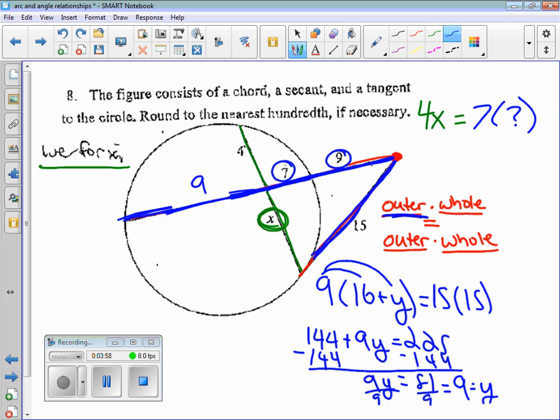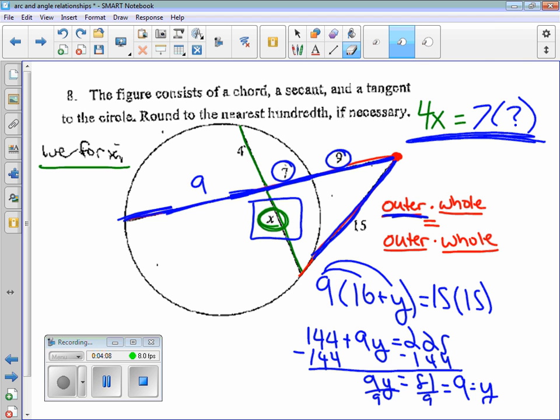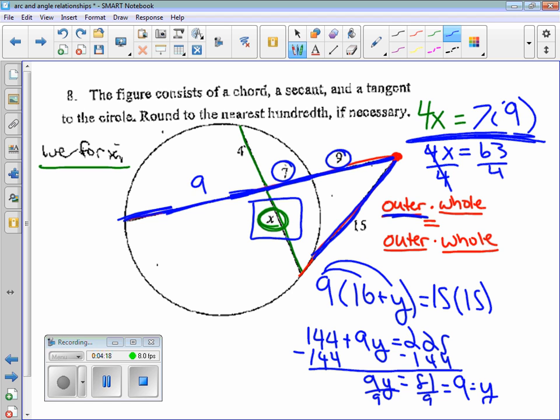That's not the final answer. You're still solving for x. So it's time to come back to the equation we did originally, and replace our question mark with 9. You get 4x equals 63. Divide both sides by 4. 63 divided by 4 is 15.75. x equals 15.75. And that's it.